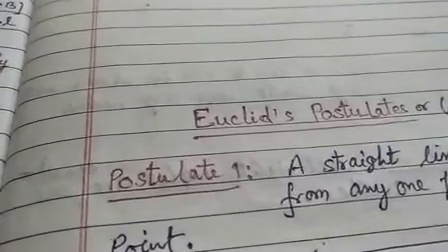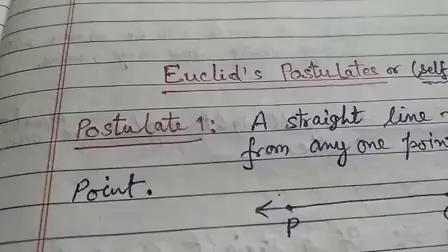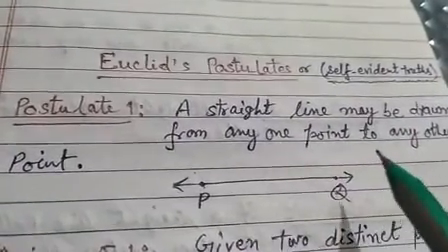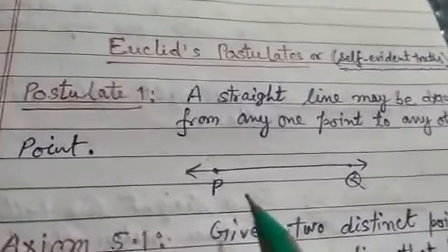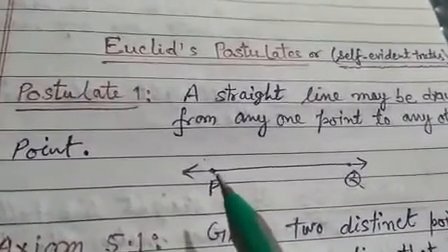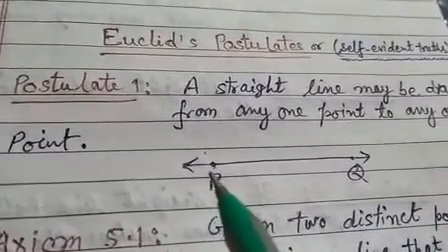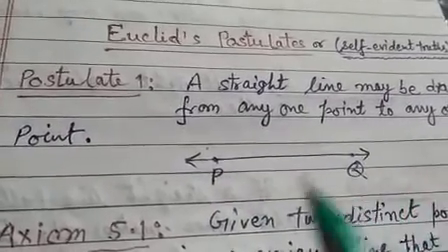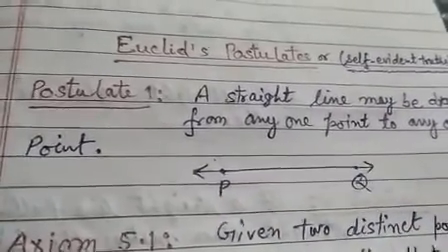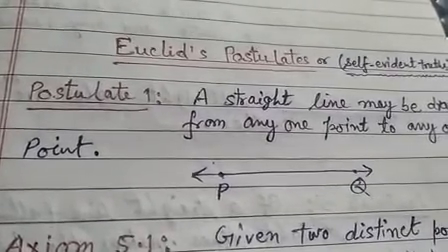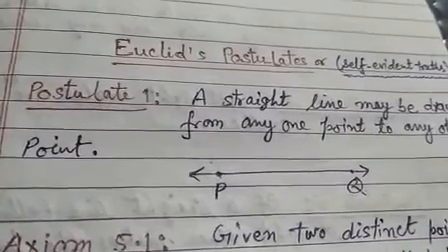Euclid gave us 5 postulates. See postulate number 1. A straight line may be drawn from any one point to any other point. See here, we have 2 points P and Q. We can draw any straight line from P to Q or Q to P. This postulate tells us that at least one straight line passes through 2 distinct points.